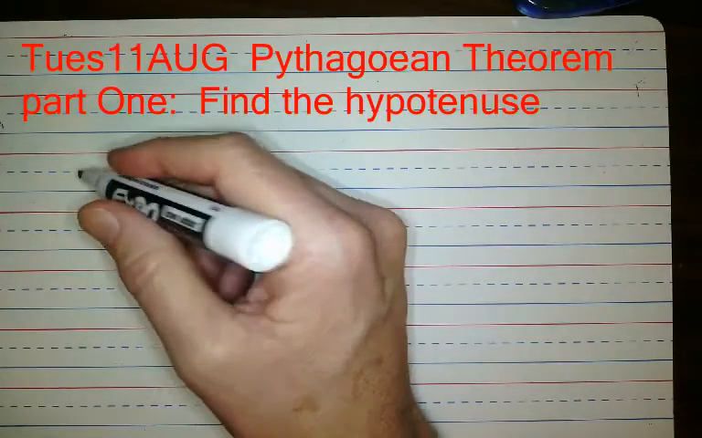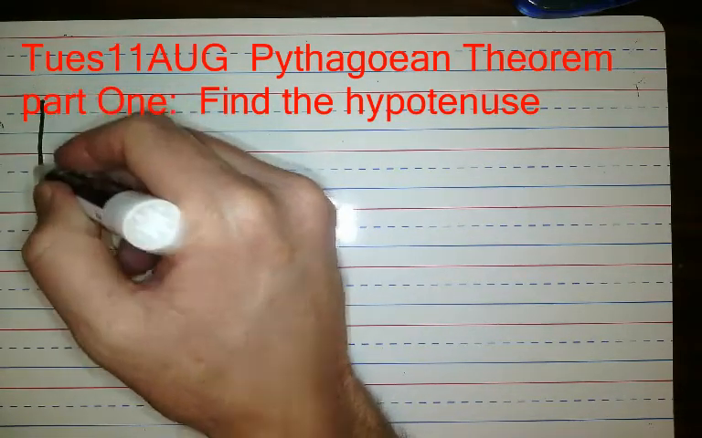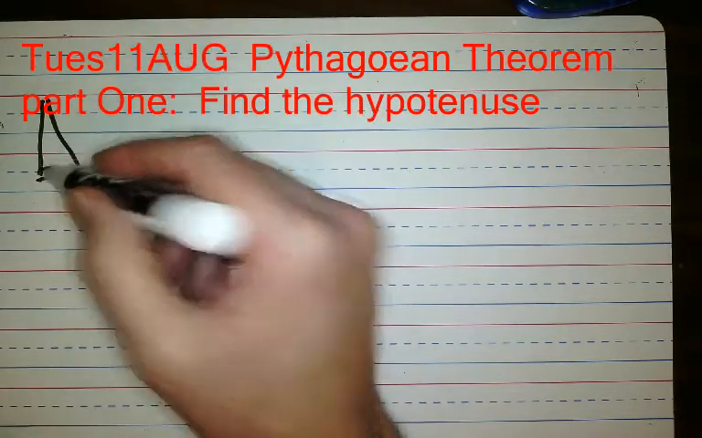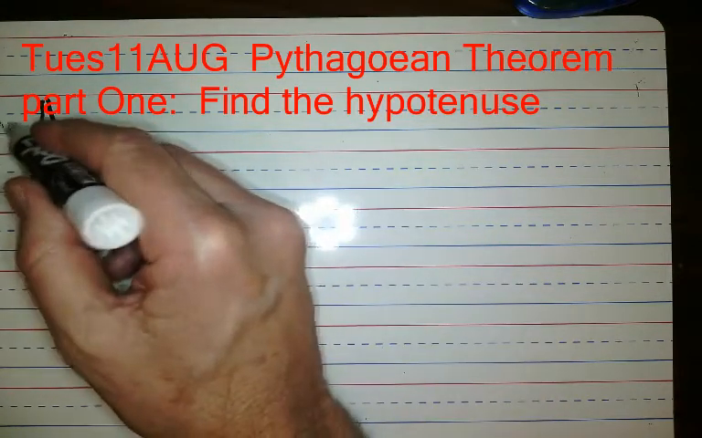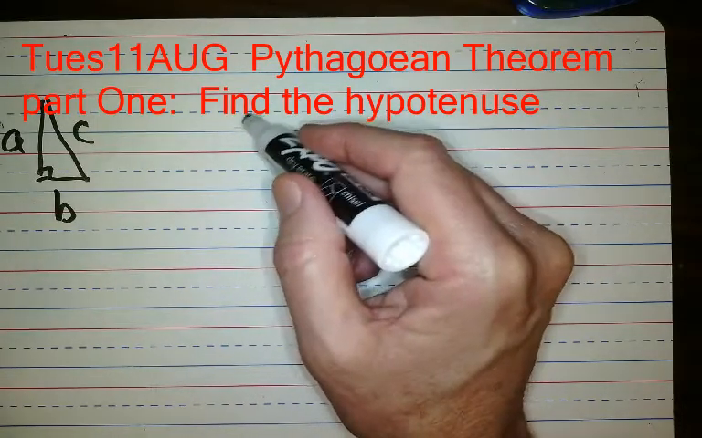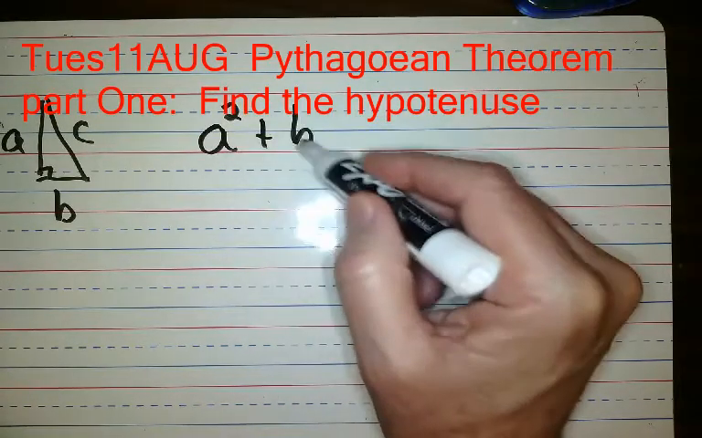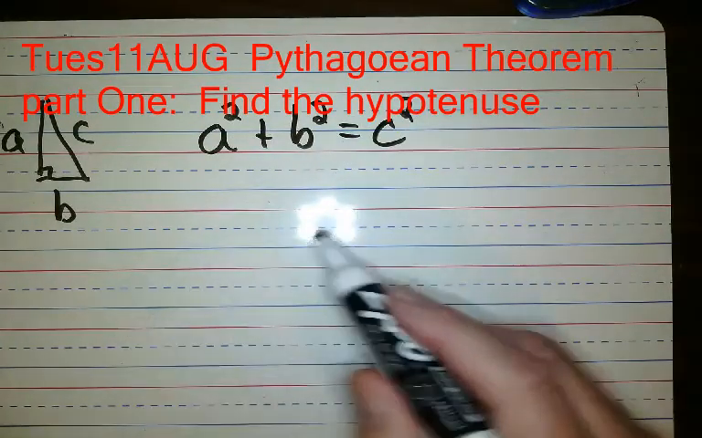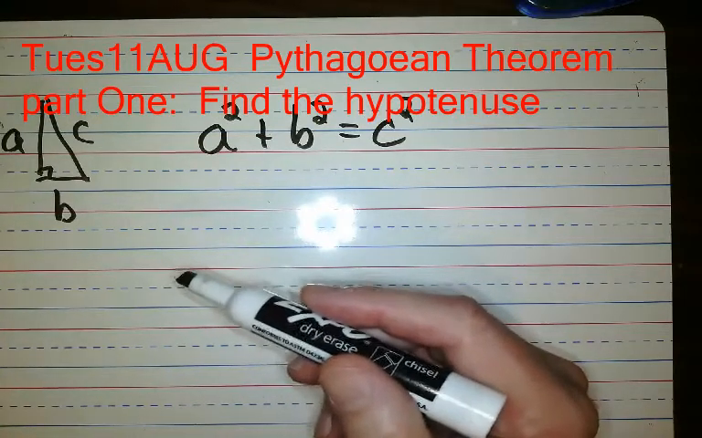We're finding the hypotenuse. If you remember, the Pythagorean Theorem says that if you know two sides of a right triangle, you can find the length of the third side. So the formula, if you remember, is a squared plus b squared equals c squared. And we're going to do two where we find the hypotenuse.